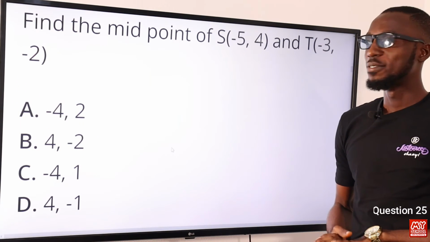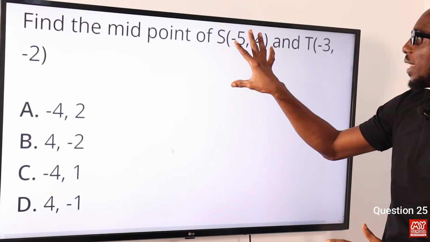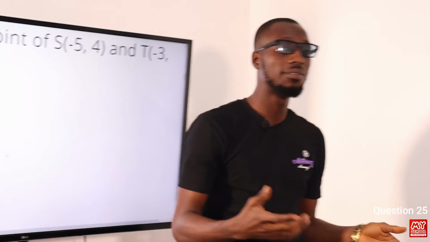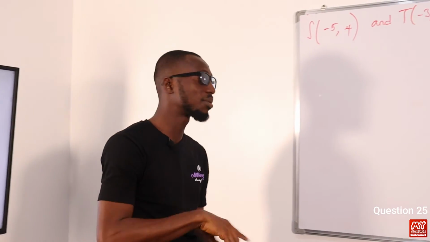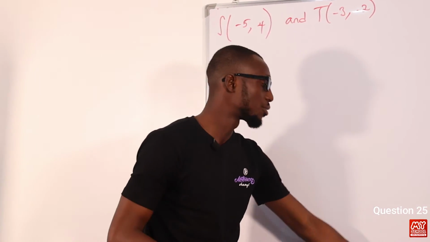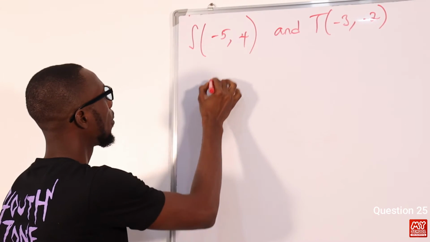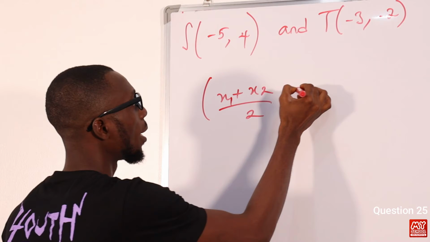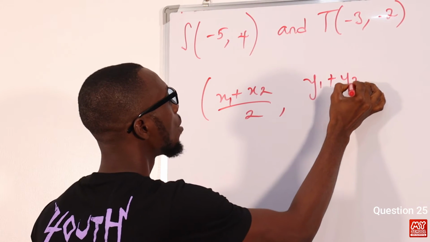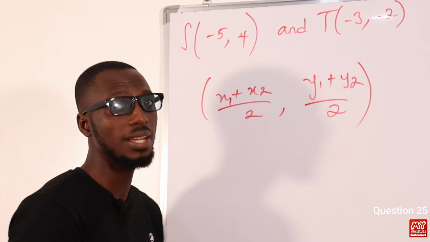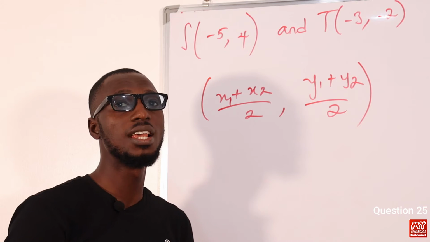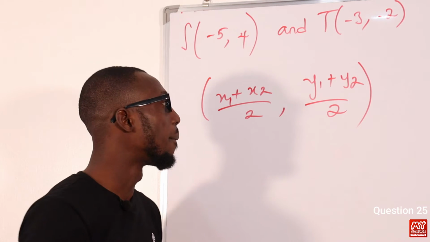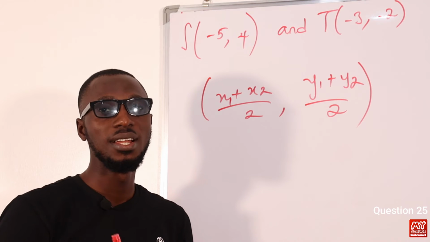Number 25. Okay, so find the midpoints of this and this. Okay, so remember when we talk about midpoints, we're just talking about the formula x1 plus x2 over 2, then y1 plus y2 over 2. Okay, so we have to find the midpoint. This is what I mean, x1 plus x2 over 2. Then we have comma y1 plus y2 over 2. Okay, make sure you take your time to go through these video clips over and again. Okay, it's all for your better understanding. So take your time, use your pace.